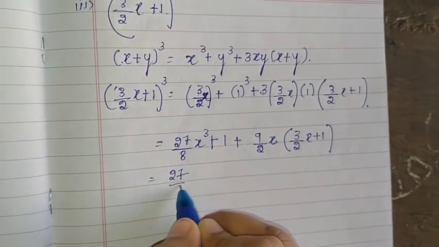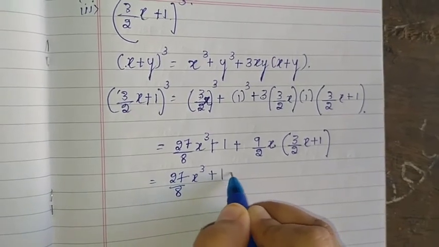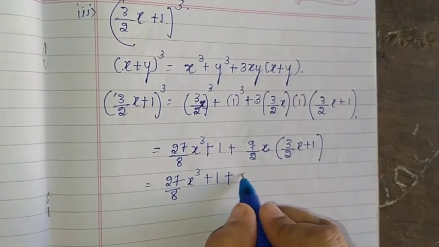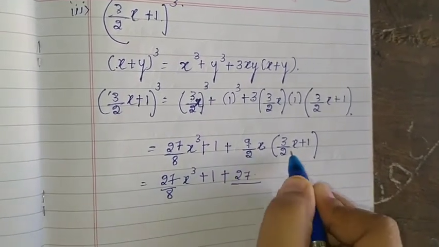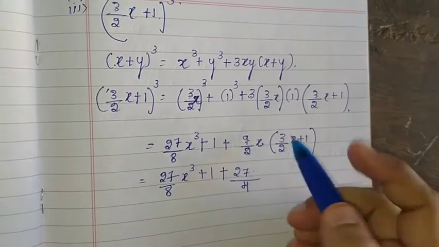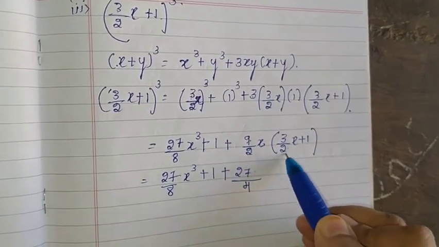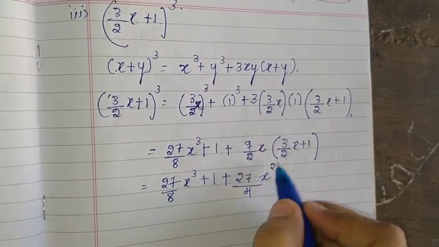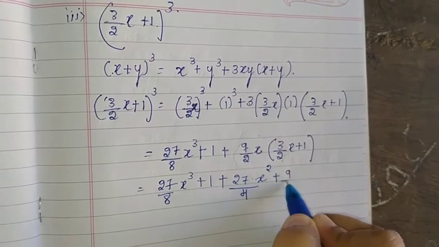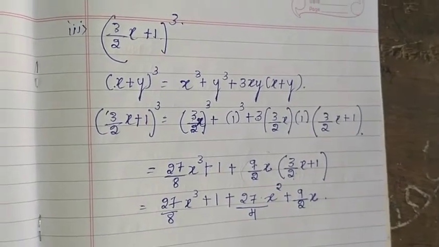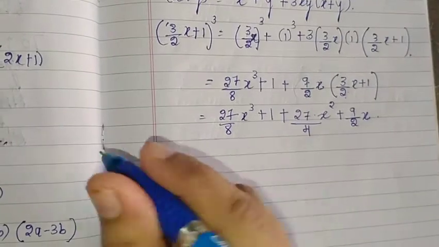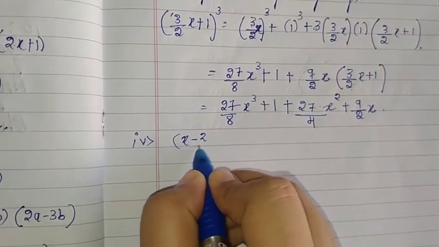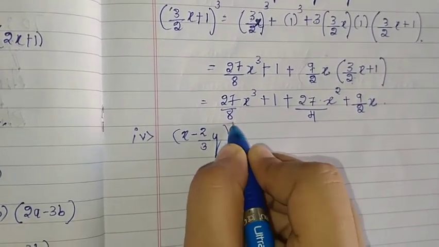So 27 by 8 x cube plus 1 plus, so now here you can see 9 3s are 27, 2 2s are 4. So multiply numerator to the numerator, denominator to the denominator. Okay, x into x is nothing but x square plus 9 by 2x into 1, that is 9 by 2x. Okay, so now the next question here is the fourth one, that is (x minus 2 by 3 y) whole cube.